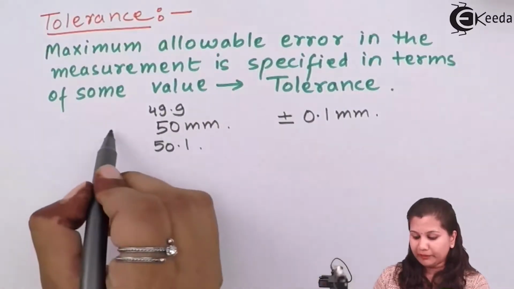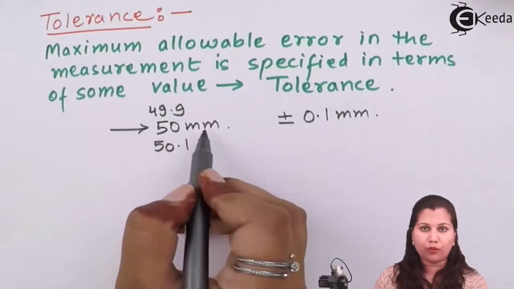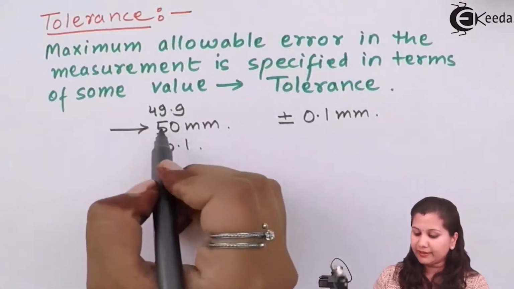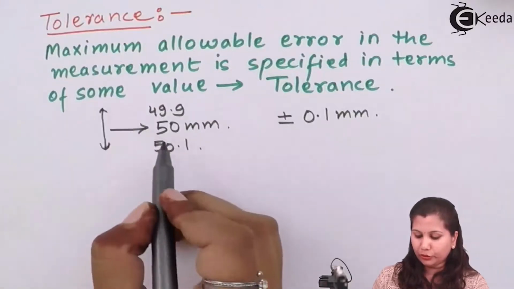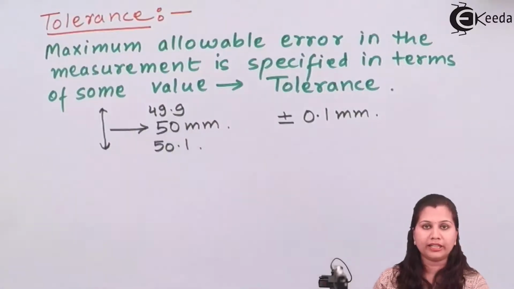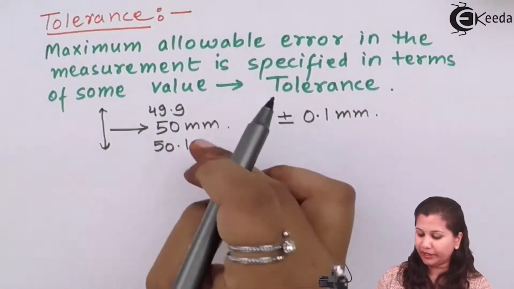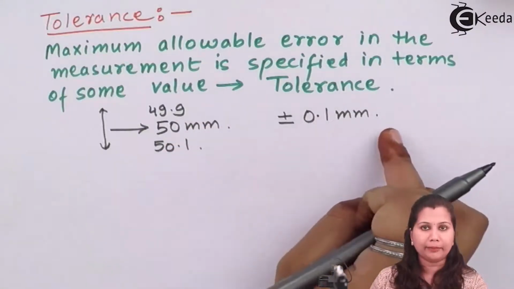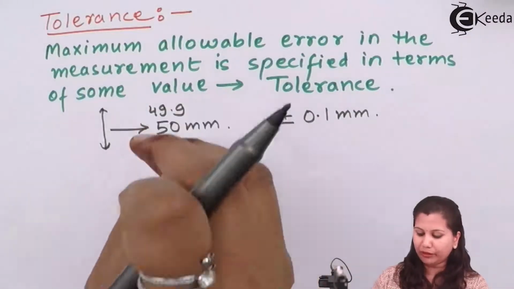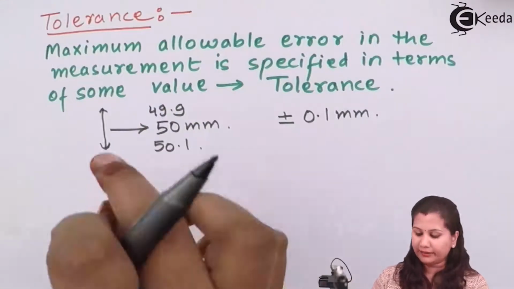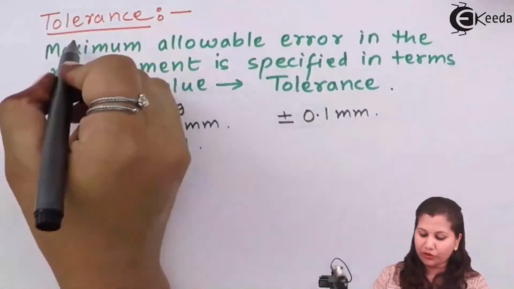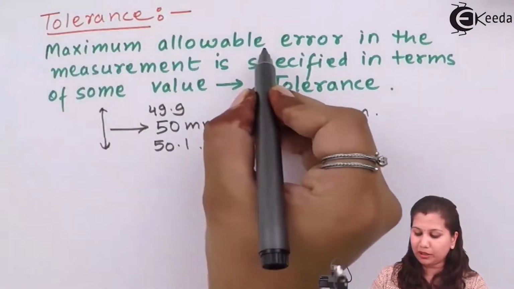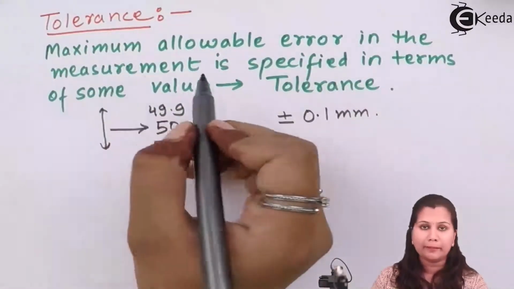So 50 mm is our standard value of the quantity, and we can allow the error to be in the range of 0.1 mm plus minus. So 49.9 to 50.1 are the allowable values from the instrument. So tolerance is defined as the maximum allowable error in the measurement.